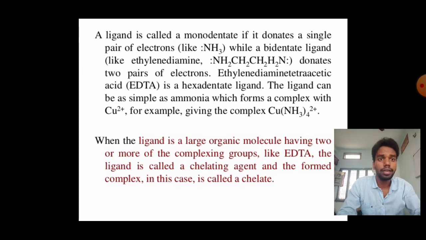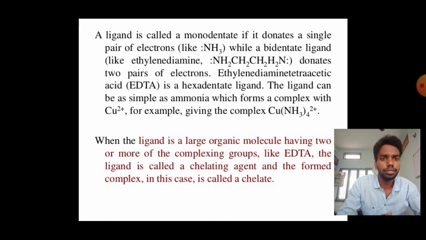When a ligand is a large organic molecule having two or more complexing groups, like EDTA, the ligand is called a chelating agent, and the complex formed, in this case, is called a chelate. So here is a new term, the chelating agent. You know a complexing agent donates and forms a complex with the metal ions. One kind of complexing agent is the chelating agent. A chelating agent is also a complexing agent, but a strong one because it has two or more donor sites, donating more lone pairs of electrons to the center metal atom and forming ring type structures. Chelate means ring, forming ring type structures with the metal ions.